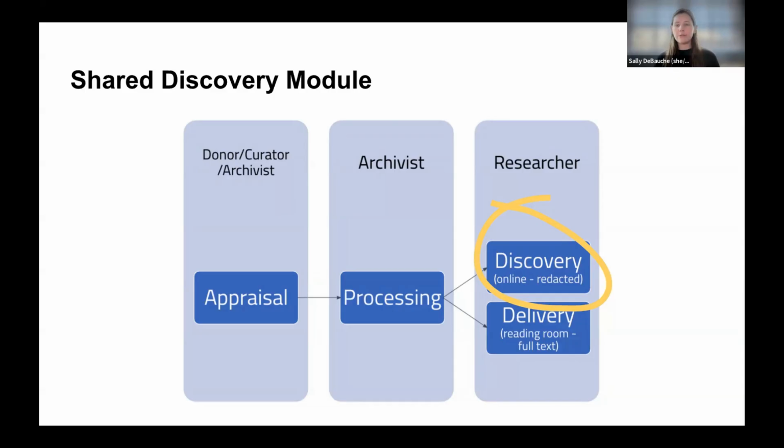So the discovery module is an optional module that allows you to provide access to a redacted version of a processed email collection online to facilitate discovery by researchers. In the discovery module, only certain information from a processed collection is displayed. And the goal here is to give researchers enough detail to decide whether to make the trip to your reading room to see the full text of the collection while still protecting the privacy of individuals represented in the collection. So there's no ability for users to edit or make any changes with this version of the collection. It is a read-only copy.